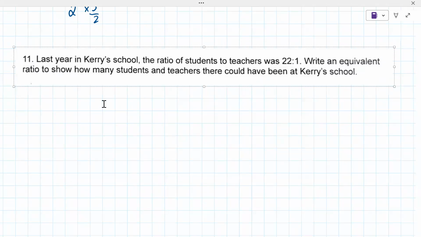So you could do, I guess, I mean, I wouldn't overthink it, 2 to 6, double, or multiply by 2 to get 44 to 2. Yeah, I mean 44 students to 2 teachers, that would be okay.